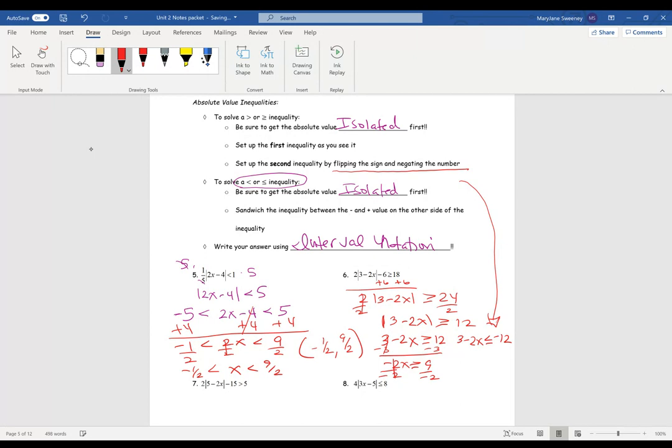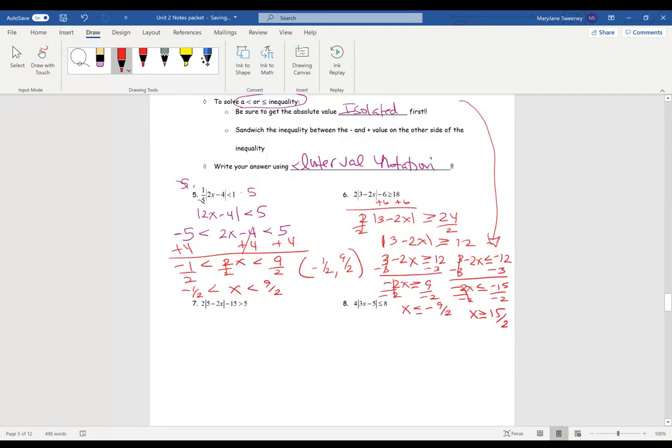Now what you have to remember with an inequality, when you divide by a negative, you flip the inequality sign. So same thing here. I'm going to divide by a negative 2, so I have to flip the inequality sign.